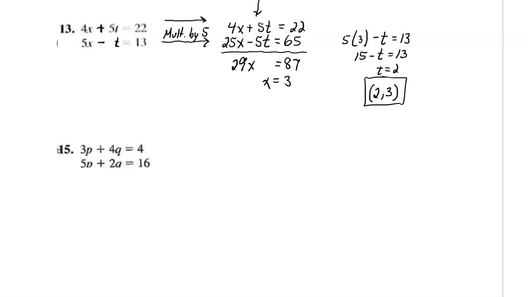Now, number 15. The p terms are not opposites, nor are the q terms. But if we transform the second equation so that instead of 2q, it's negative 4q, then that would be the opposite of what's in the first equation. So I'm going to multiply the second equation by -2. And it turns into this. And rewrite the first equation with no changes.